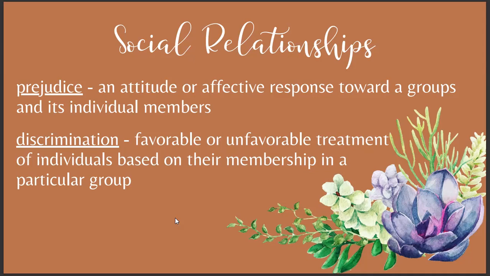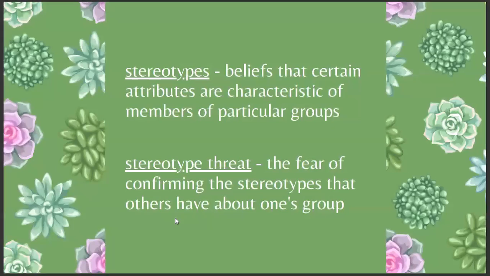But discrimination can also be unfavorable treatment of individuals based off of their membership of a particular group. That could be based off of race. It could be based off of ethnicity. It could be based off of gender. It could be based off of sexuality. It could be based off of religion. Whatever it is, there are definitely types of discrimination that are wrong, and they usually stem from a place of prejudice. Okay, stereotypes are beliefs that certain attributes are characteristic of members of particular groups. Sometimes prejudices stem from stereotypes, and then discrimination comes out of those attitudes towards people within certain groups.